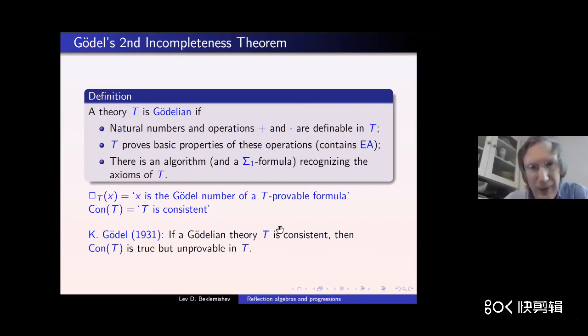Gödel's theorem then tells you that if a Gödelian theory T is consistent, then the formula Con(T) is true but unprovable in T. So that was the first and the main example of a true unprovable statement in formal arithmetic that Gödel discovered. So that's the content of Gödel's second incompleteness theorem, essentially.